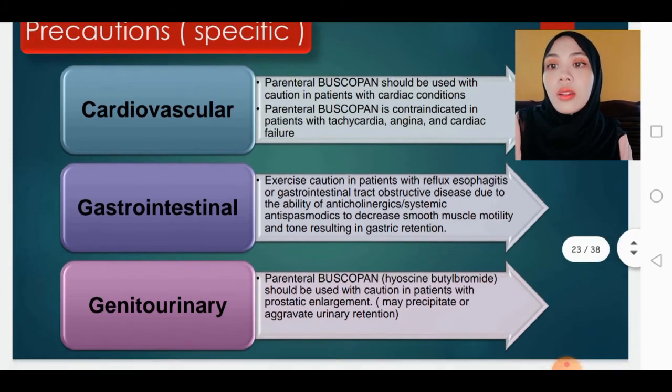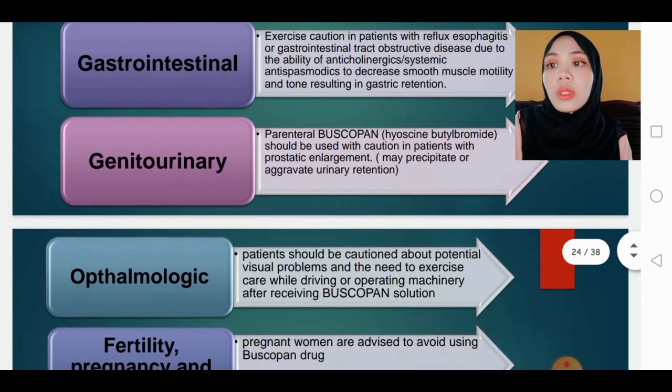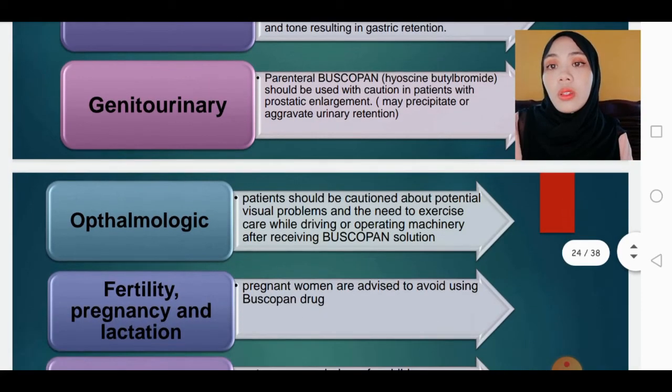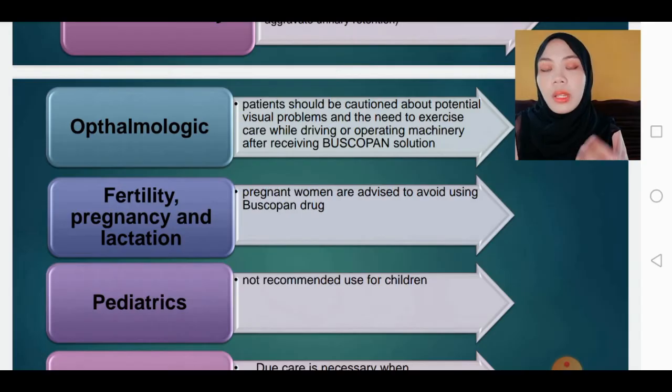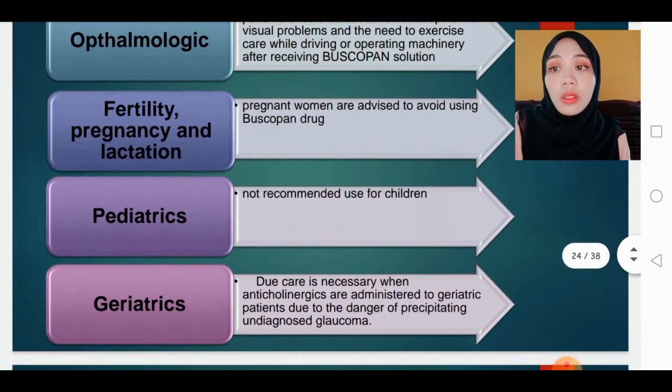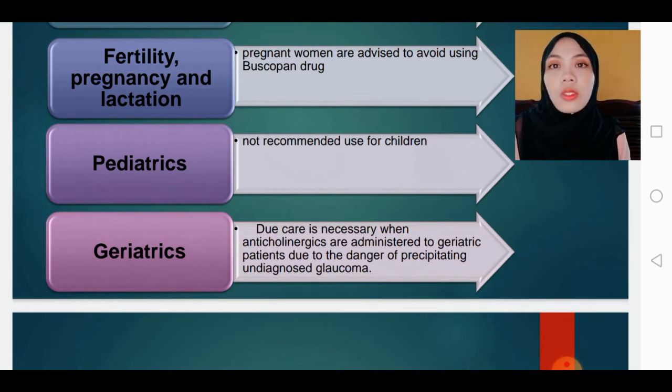Next is genitourinary, needs parenteral Buscopan also. Ophthalmology, patients should be cautioned about potential visual problems. Next is fertility, pregnancy and lactation. Pregnant women are not recommended to use this drug, but if they want to use this drug, they need advice from the doctor. Next is pediatric, not recommended for children. And last is geriatric, because these patients are in danger of precipitating undiagnosed glaucoma. So that's all from me.